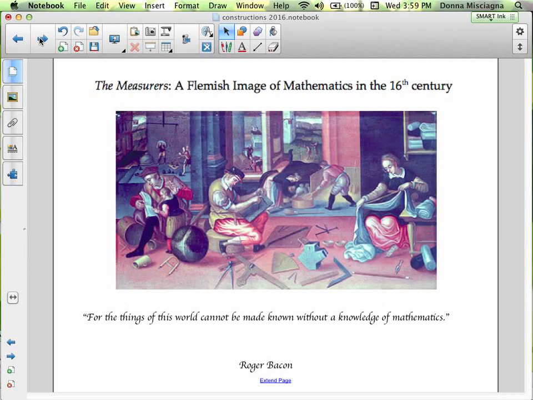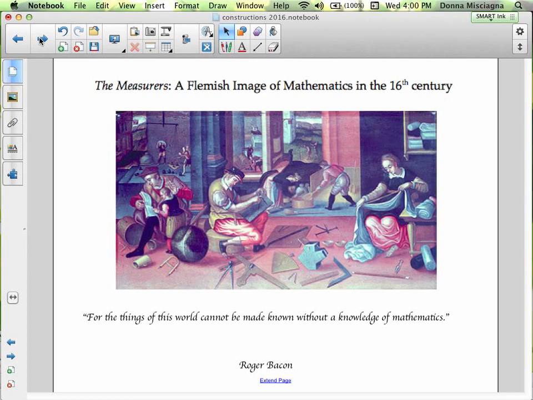Here we have a painting. It's called The Measurers. It is a Flemish image of mathematics in the 16th century. "For the things of this world cannot be made known without a knowledge of mathematics." Roger Bacon. Everything that goes around you is governed by mathematics. Everything that we're able to create, everything that we're able to understand is only possible when you understand the mathematics behind things.